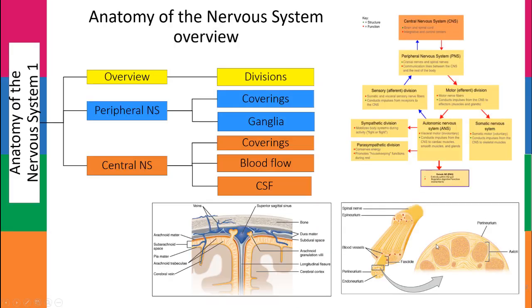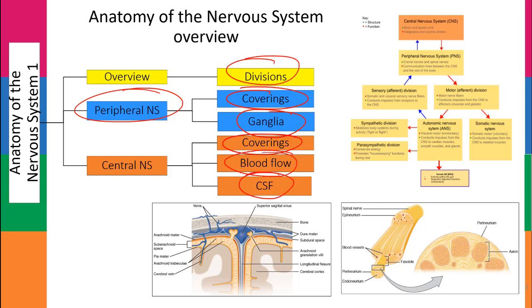So to begin with, I'm going to talk about what I'm going to cover in this lecture. The first is the various ways you can divide the nervous system, followed by a brief discussion on the coverings of the neurons in the peripheral nervous system and the definition and location of various ganglia around the body, and then going to the central nervous system and again talking about the various coverings that surround the neurons in the central nervous system, and a brief discussion on the blood flow within the central nervous system, as well as the production, flow, and resorption of cerebrospinal fluid.